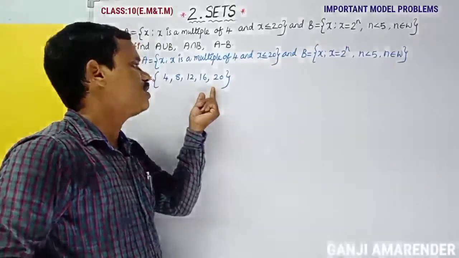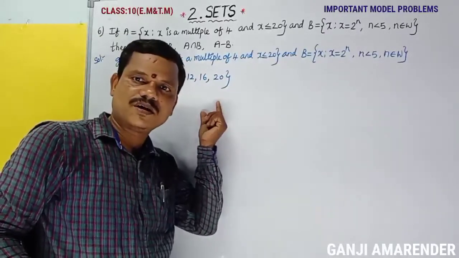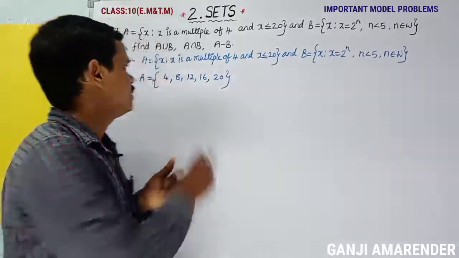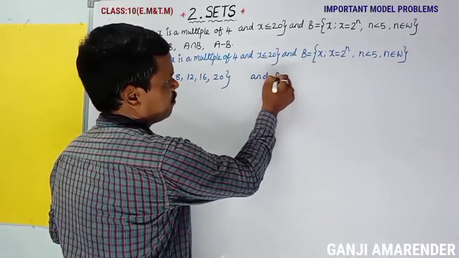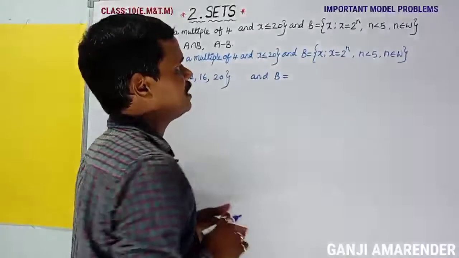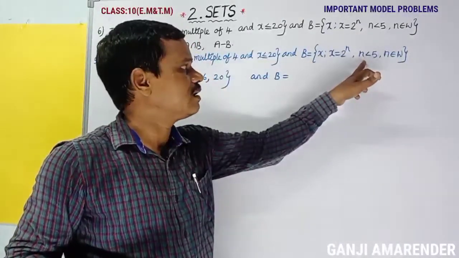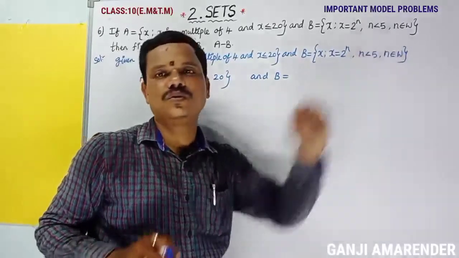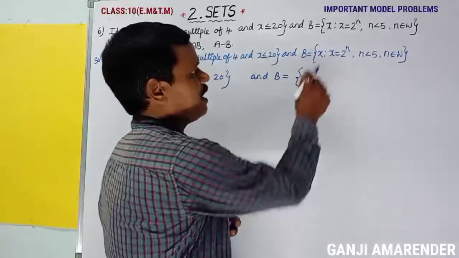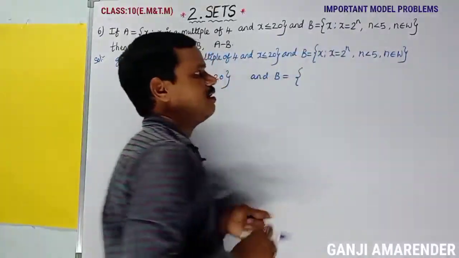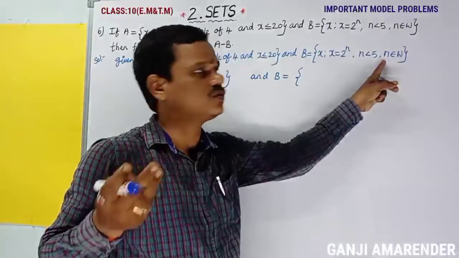So take only మనం ఇక్కడ ఏం తీసుకోవాలి, 20 వరకు మాత్రమే తీసుకోవాలి 4 యొక్క గుణిజాలు మల్టిపుల్స్. ఓకే. This is set A. And set B: what is set B? x is equal to 2 power n, n less than 5, n belongs to W. Okay, W means whole numbers. x is equal to 2 power n. Right, n belongs to W means whole number 0, 1, 2, 3, 4.